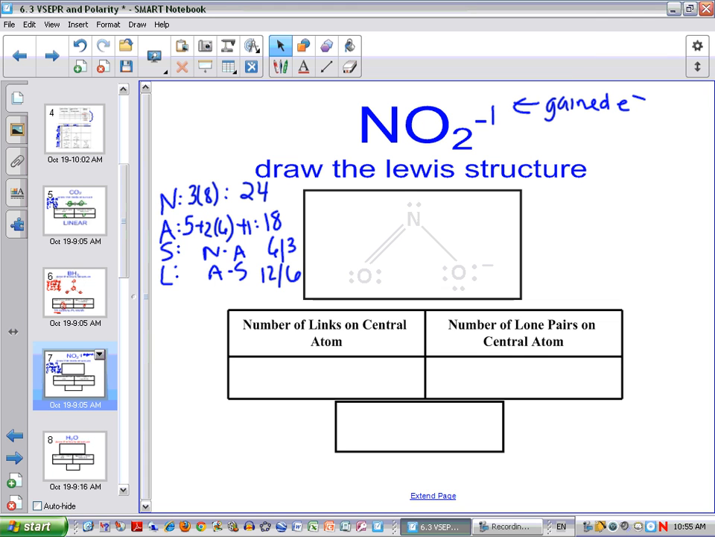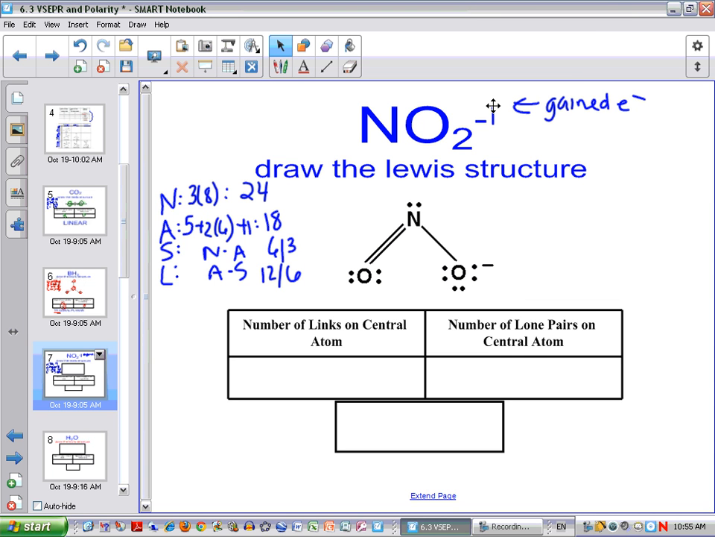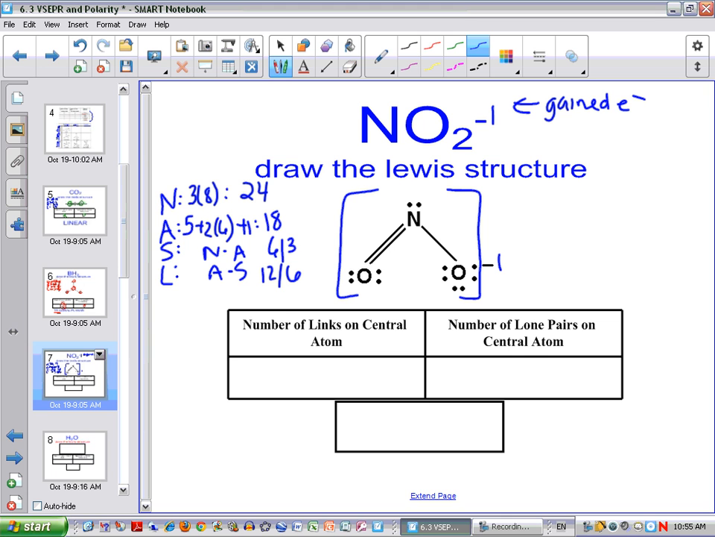So when I draw this, that nitrogen goes in the center. I need 3 bonds. It doesn't matter which one my double bond goes to. And then when I draw on those lone pairs, this oxygen with a double bond is going to need 2 more pairs, 4 more electrons. The oxygen with a single bond is going to need 6 more electrons, so 3 more pairs. And my nitrogen's going to need 1 more. And of course, I'm going to put those brackets. I got that -1 right there.